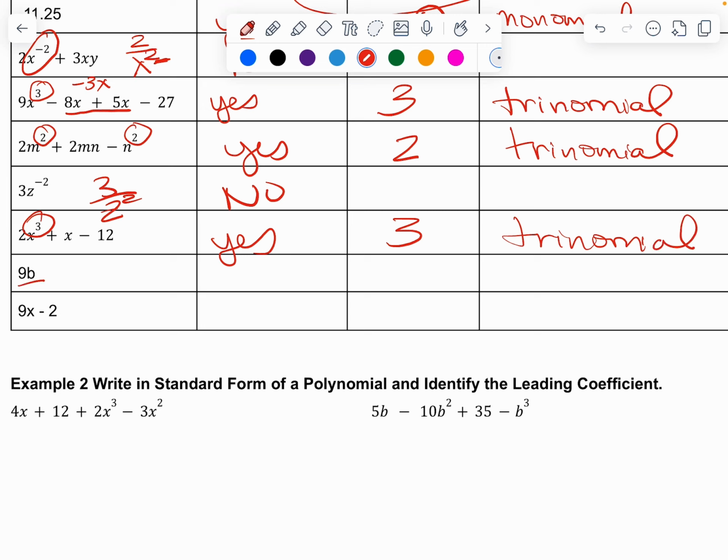This one's all lonely, but yes it is. It has a degree of 1 because that exponent is 1, and that's a monomial. This one, yes it is. It has a degree of 1, and it is a binomial.